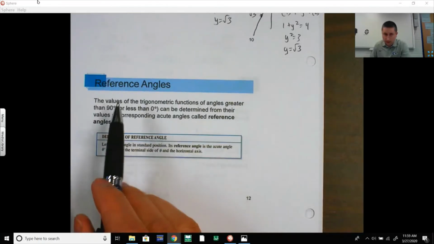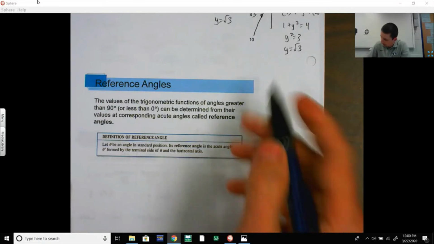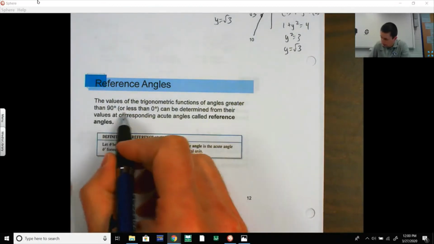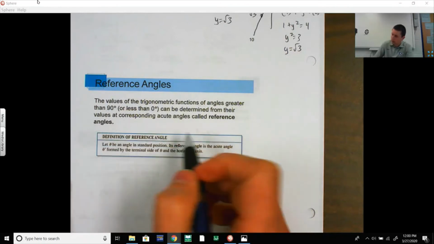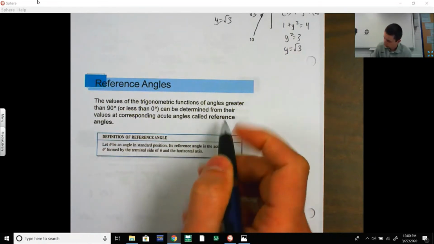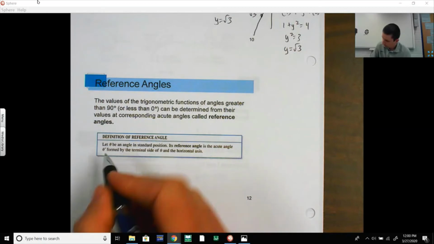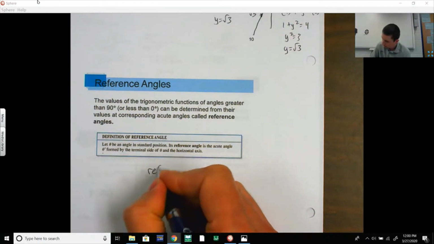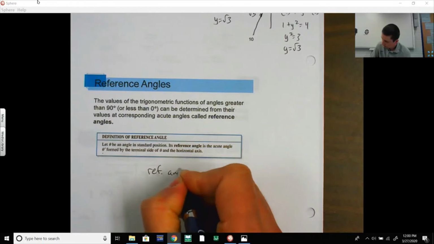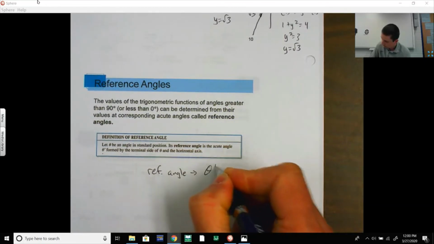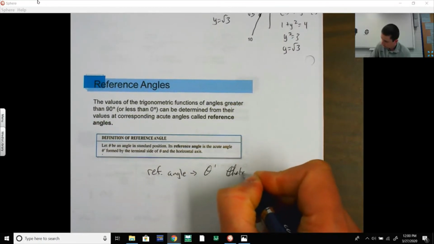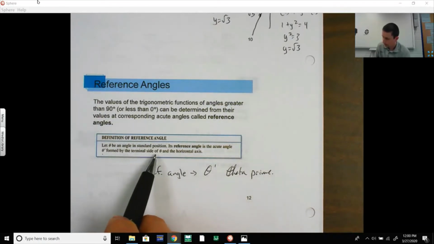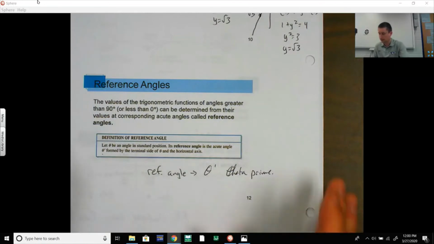The reference angles, here's your other definition. Values of trigonometric functions of angles greater than 90 can be determined from their values at corresponding acute angles called reference angles. So they use theta and they use theta prime for a reference angle. It's formed by the terminal side of theta and the horizontal axis.